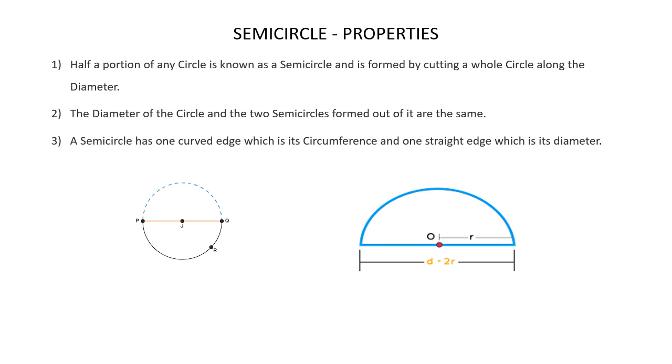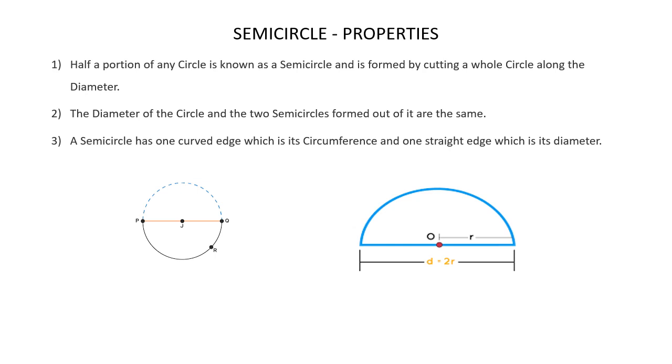Now if you cut this whole circle along the diameter, then you'll get two equal halves, and each of these halves is a semicircle. Now the diameter of the circle is the same for both these semicircles. Also, these two semicircles formed by cutting the whole circle along the diameter are the same, are equal.